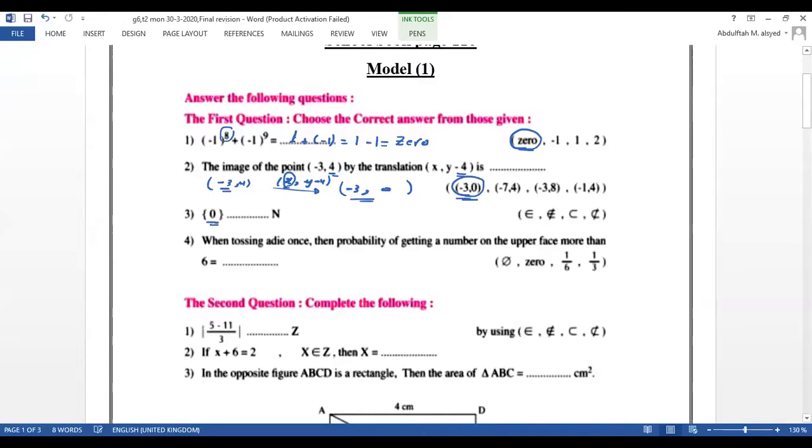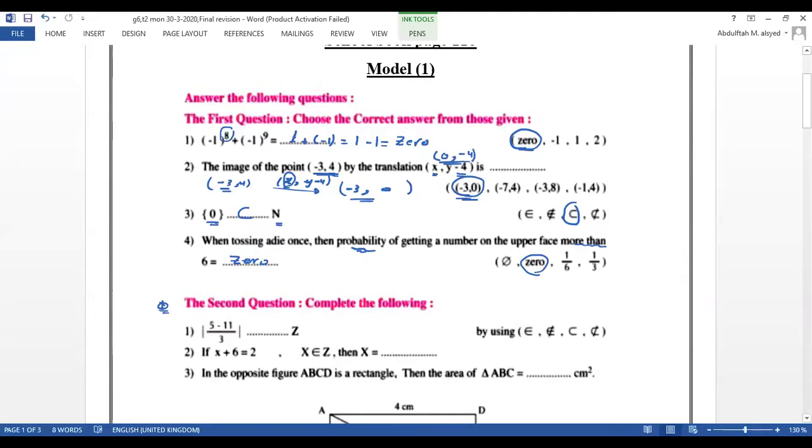Next: is 0 belong, not belong, or subset of the set N? As you know, 0 belongs to the natural numbers, and this is a set, so it will be a subset. When tossing a dice once, the probability of getting a number on the upper face more than 6: in the dice, is there a number more than 6? No, there is no number more than 6, so the probability is 0. So this is subset, and this is 0.